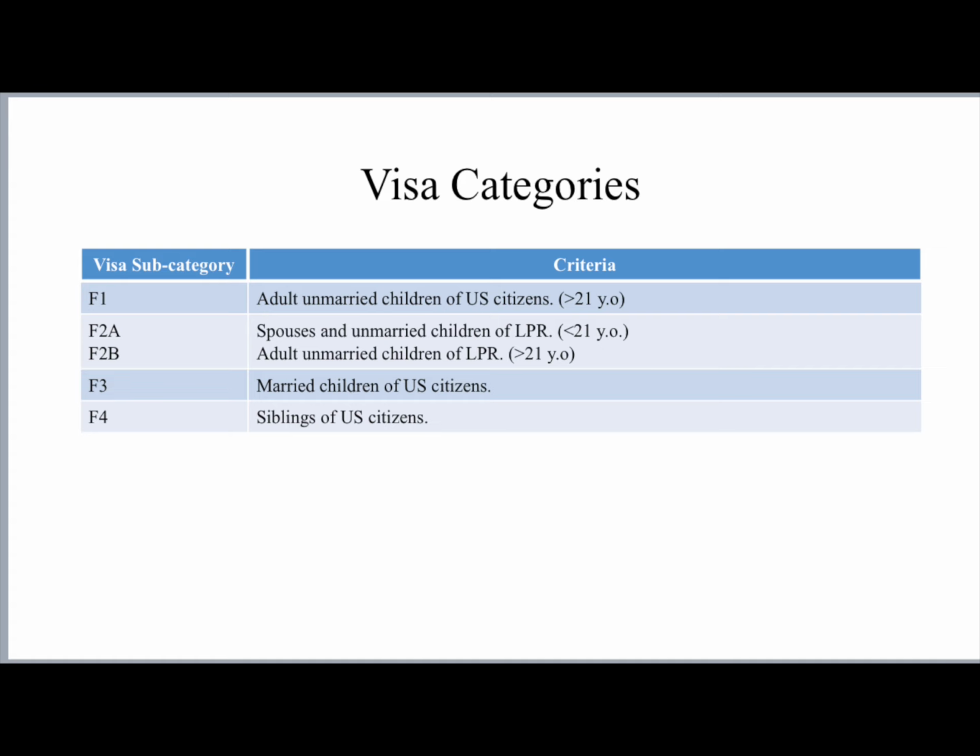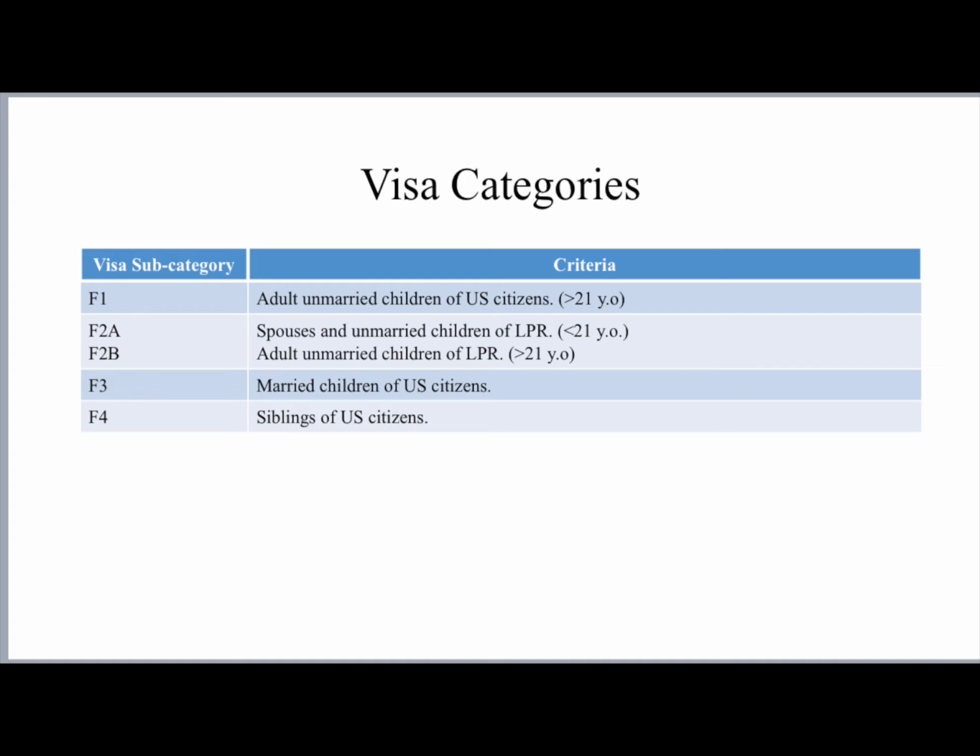F3 are the married children of U.S. citizens, and F4 are the siblings of U.S. citizens. So if you're in the F category, understanding what subcategory you fall into is very important, because this will help you to understand where you are in the visa line.